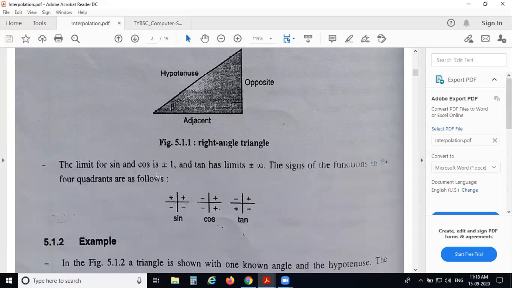So the limit for sin and cos is plus or minus 1 and tan has limits plus or minus infinity. The sign of the functions in the four quadrants are as below.